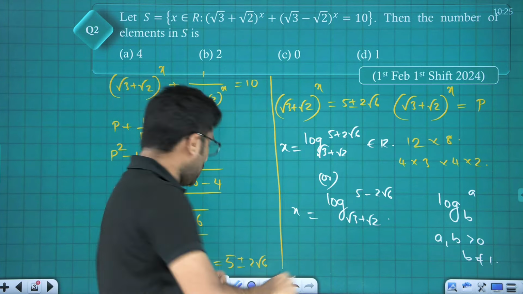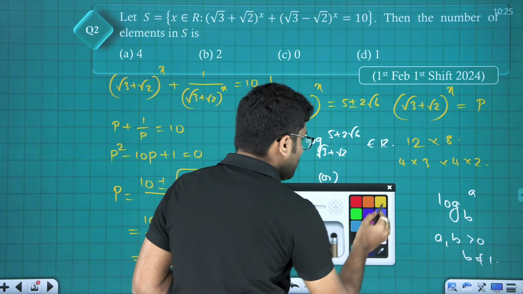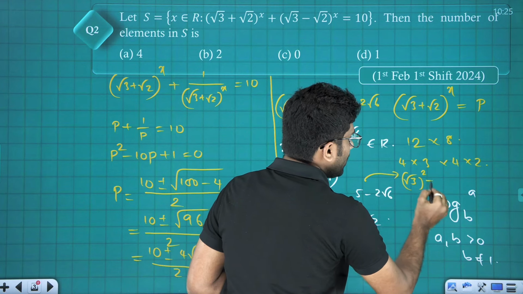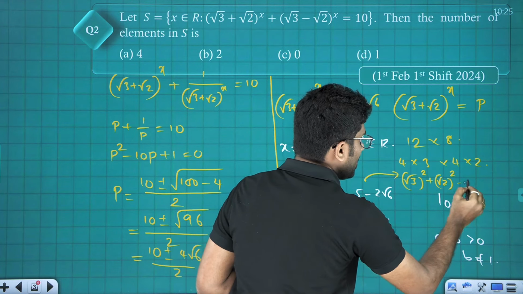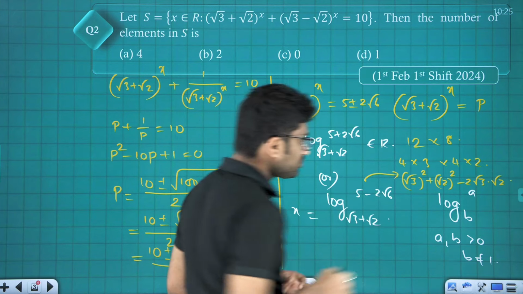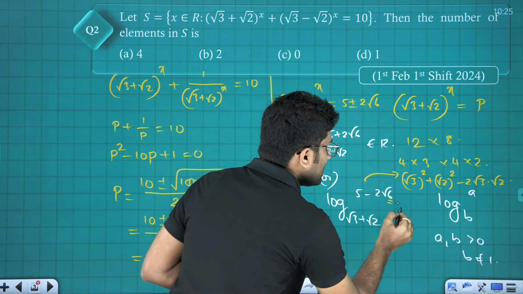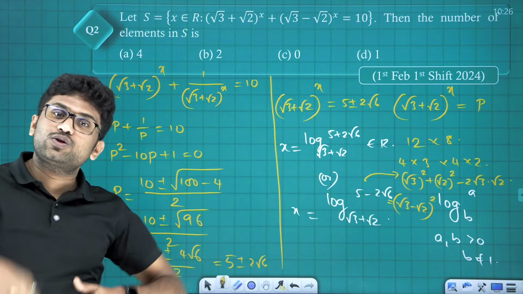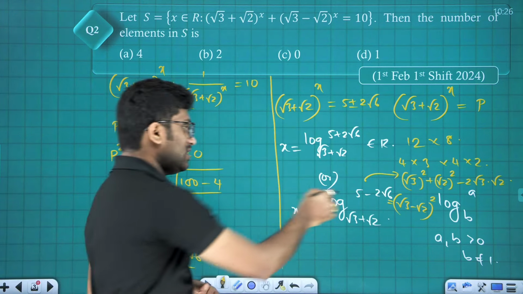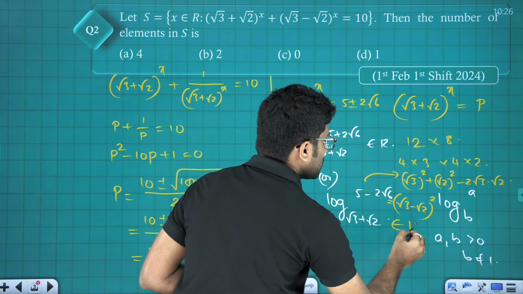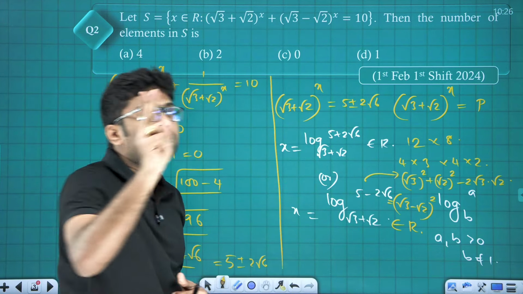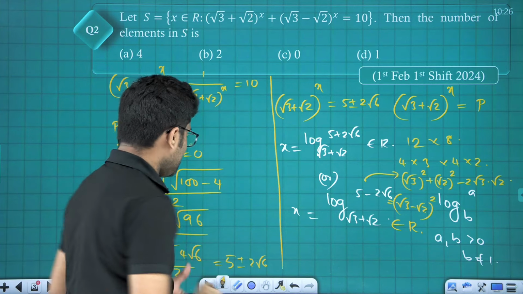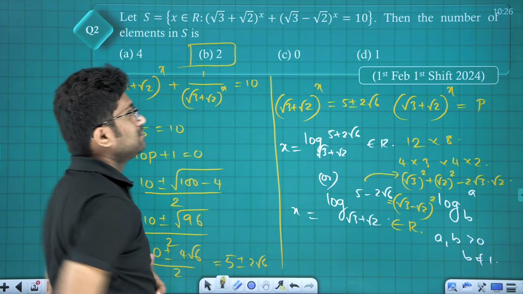Or we can write this 5 minus 2 root 6 as (root 3) whole square plus (root 2) whole square minus 2 into root 3 into root 2. This is clearly (root 3 minus root 2) whole square. Square of something, so for sure it is positive. So this is positive to the base. Positive means this also belongs to capital R. So there exist two real values of x which satisfy this equation, friends. The answer is option B.